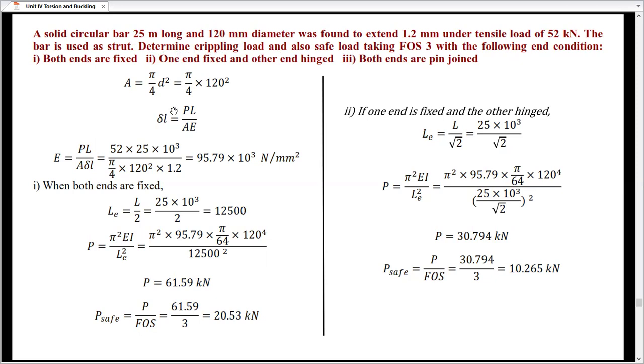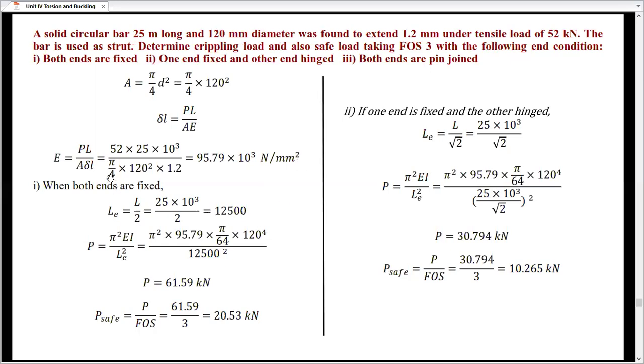So first we have to determine the value of elasticity. Now what is area of that shaft? Pi by 4 d square, pi by 4 120 square, that is for solid circular bar. Then delta deflection is PL upon AE. So what will be the E value? Elasticity is PL upon area into deflection. Now force is given, tensile load is given 52 kilonewton. Length is given 25 into 10 raised to 3, that is in mm. Then we have area pi by 4 d square, pi by 4 into 120 square, and delta L is given 1.2 mm. Okay. So if we put all these values, then you will get elasticity. It will be 95.79 into 10 raised to 3 Newton per mm square.